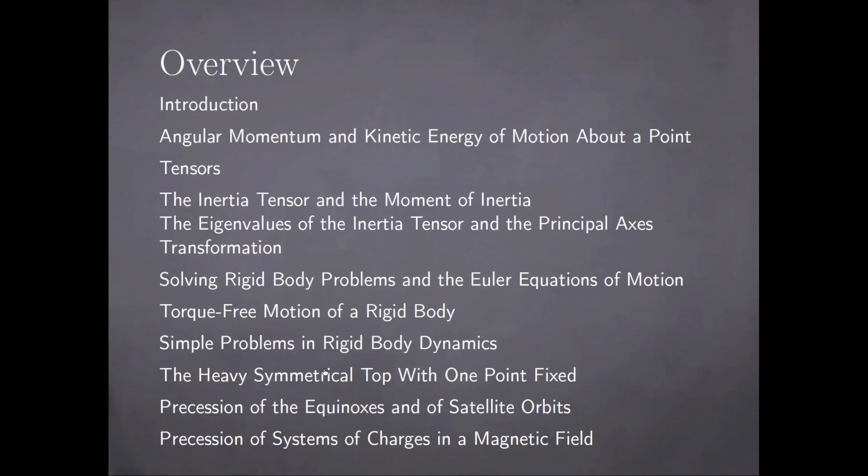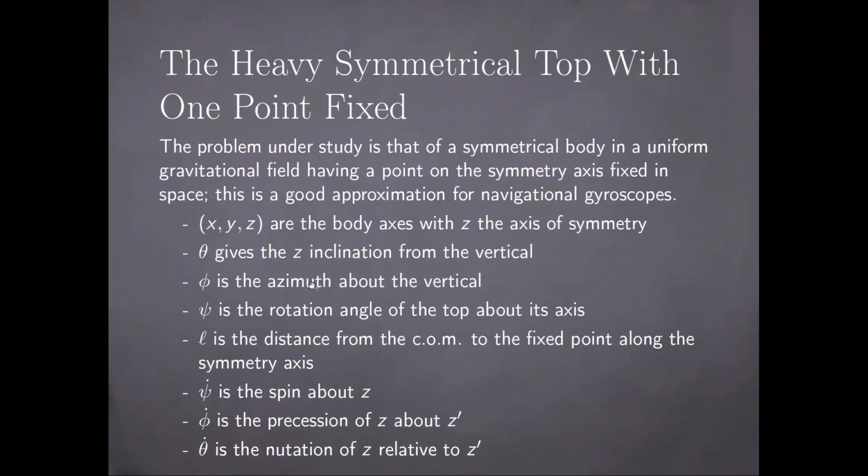Today we are going to discuss the heavy symmetrical top with one point fixed. The problem under study is that of a symmetrical body in a uniform gravitational field having a point on the symmetry axis fixed in space. And this is a good approximation for systems that in practice are used as navigational gyroscopes.